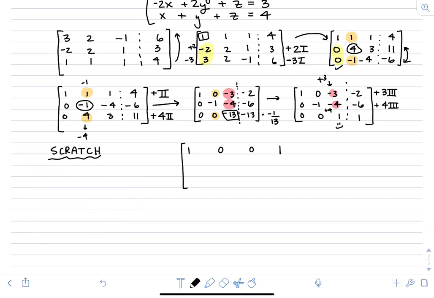Okay, now moving on to our second equation. We're taking our old equation 2, 0, negative 1, negative 4, negative 6, and we're adding 4 times equation 3, which is 0, 0, 1, 1. Okay, so 0 plus 4 times 0 is 0. Negative 1 plus 4 times 0 is negative 1 plus 0, which is negative 1. Negative 4 plus 4 times 1 is negative 4 plus 4, which is 0. And negative 6 plus 4 times 1 is negative 6 plus 4, negative 2. That is our new equation 2.